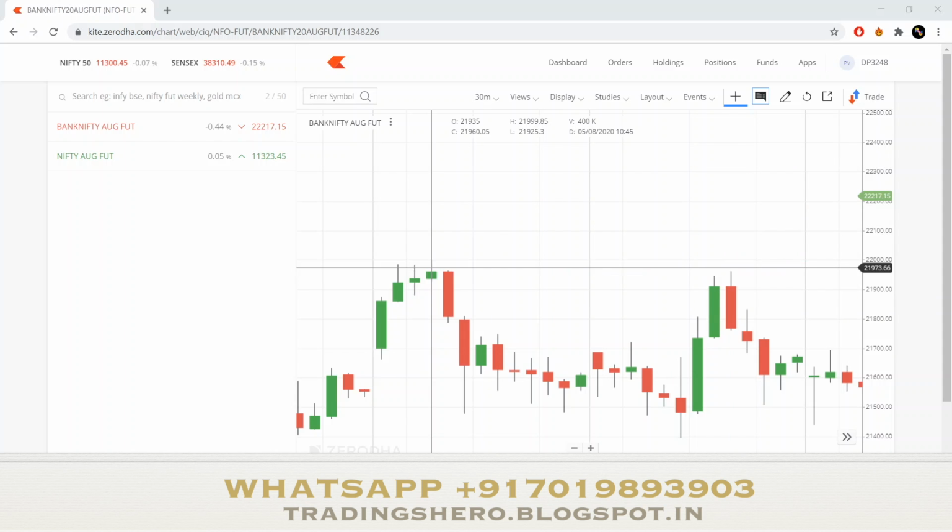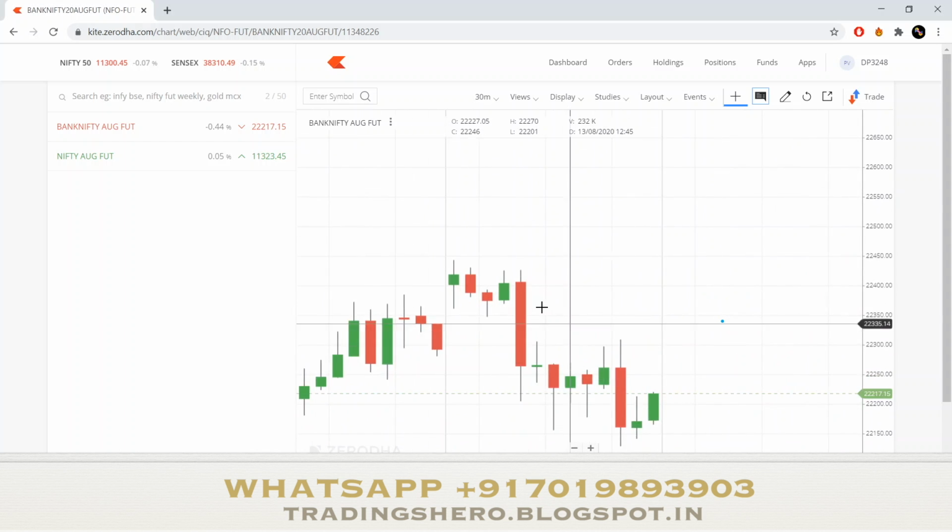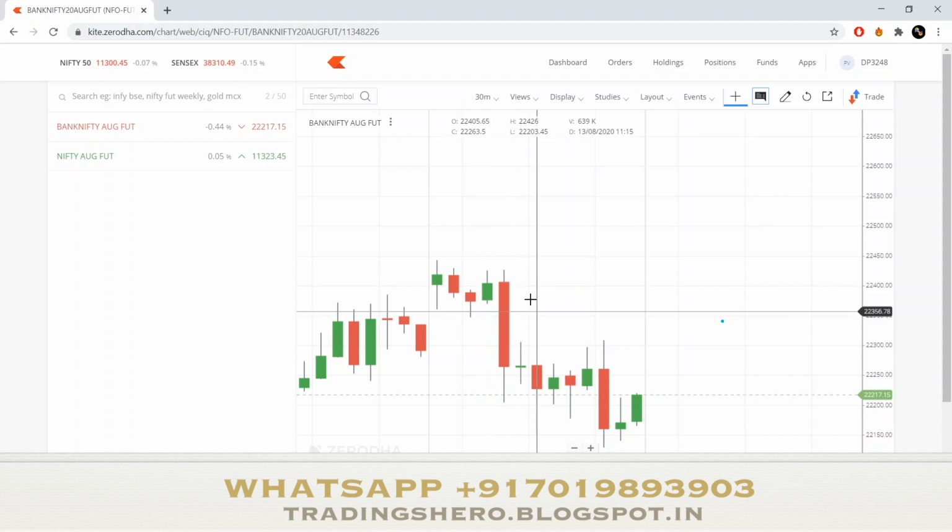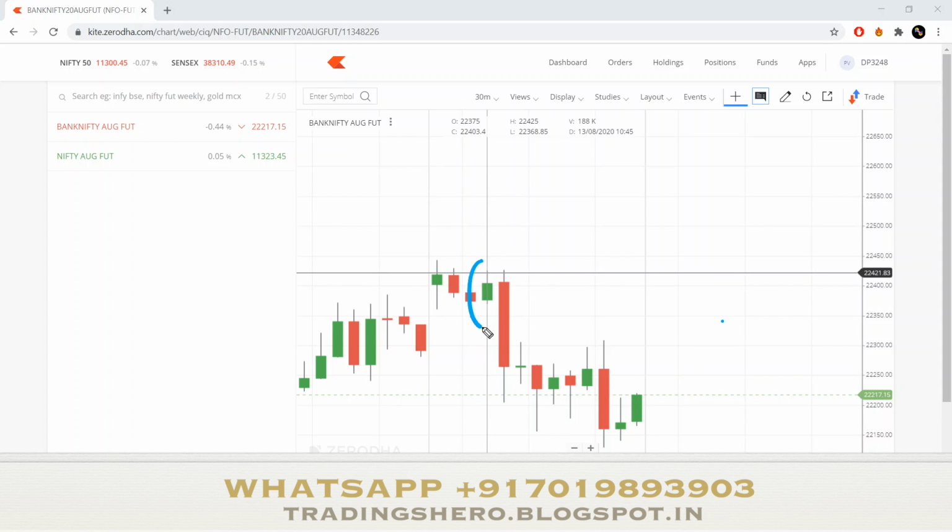And to increase a little bit of accuracy, let me show you some examples from other days. In this example, this is the fourth candle, the 10:45 candle, and this is the high and this is the low of the candle. Here, as you can see, the high is 22425 and the low is 22368.85.